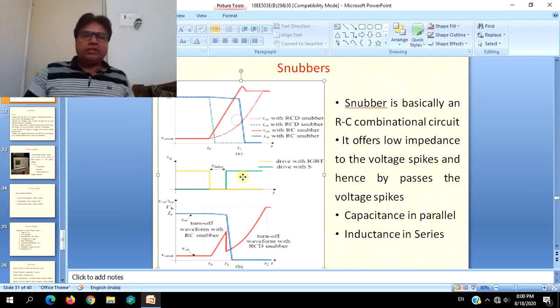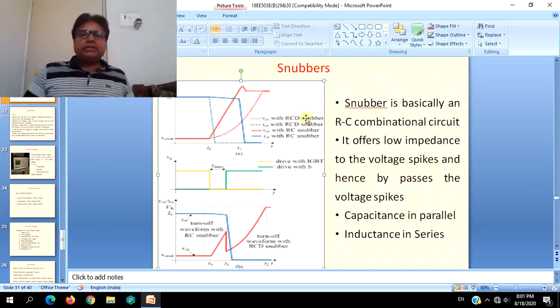And here are some waveforms shown with and without this snubber. These are the turn off waveforms, not the actual waveforms, showing how the shapes change due to the RC snubber circuits. This blue continuous line is with RC snubber only, so the turn off waveform is in this shape. Again, the continuous red line is with RC snubber for voltage. So a voltage spike is there. Current is taking this shape and voltage is suddenly increasing.